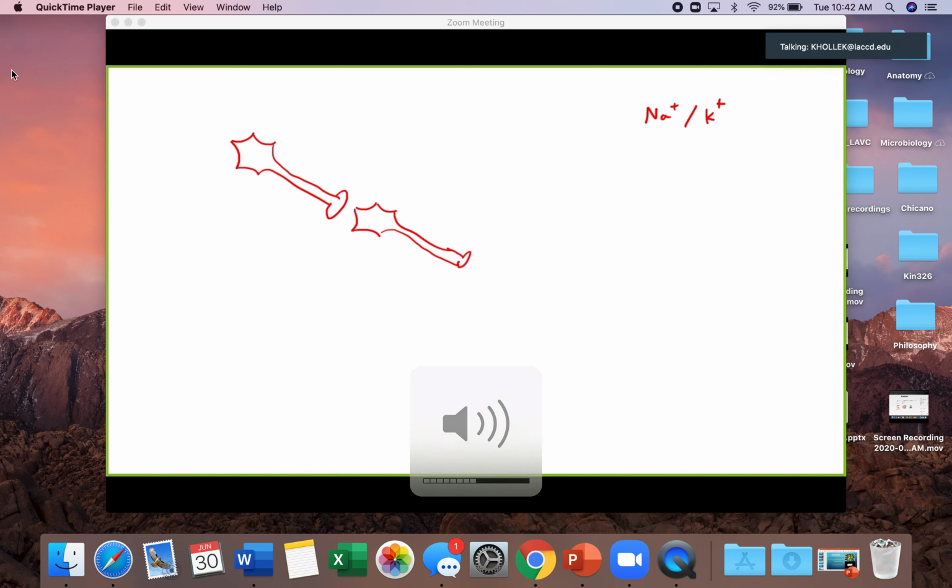By doing that, you're ensuring, or one of the reasons why inside is negative, also you're restoring the balances after the depolarization and repolarization. Sodium potassium pump can also restore the balance as well. So we discussed what happens in the axon hillock.